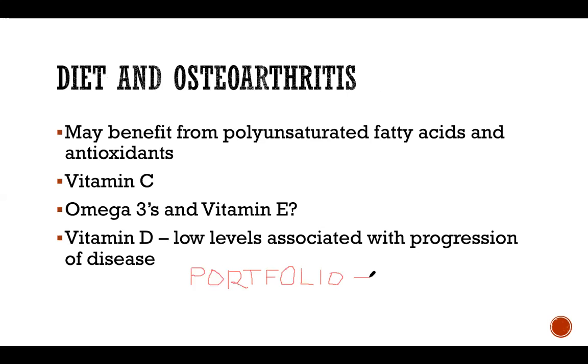This portfolio diet is a vegetarian-based diet, and it emphasizes a portfolio of cholesterol-lowering foods. And some of these include nuts, fiber, soy protein, plant sterols, and high omega-3s. So you could see why a diet like this one might reduce overall inflammation and potentially aid in treatment for arthritis.